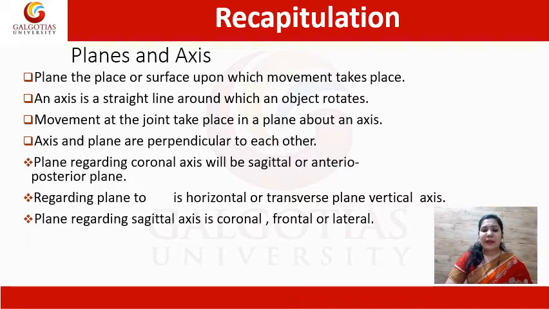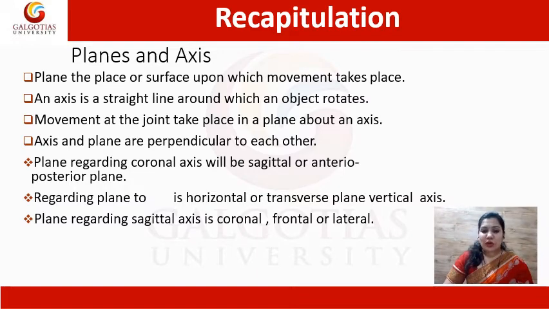A plane is the surface upon which movement takes place, and an axis is a straight line around which an object rotates. Movement at the joint takes place in a plane about an axis. Axis and plane are perpendicular to each other. We have discussed it earlier.